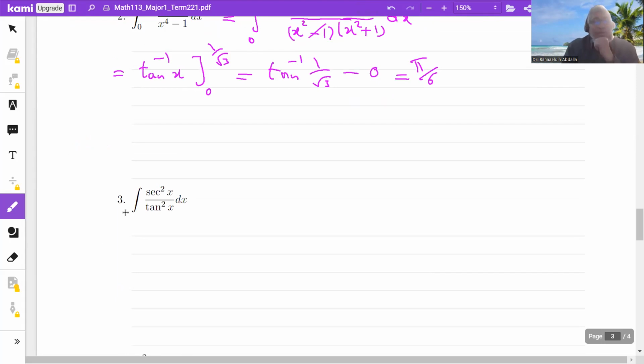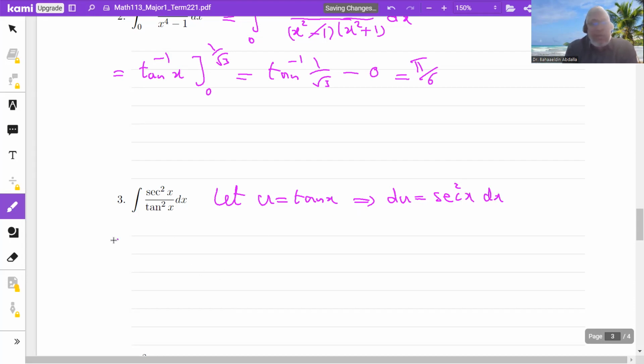Now, how can we solve this integral? I have secant square over tan square. Well, what do I know about the derivatives? What is the derivative of tan? Derivative of tan is secant square. Okay. So can I take u using substitution here as tan x, only tan x? What would be du in this case? It would be derivative of tan, which is secant square x dx.